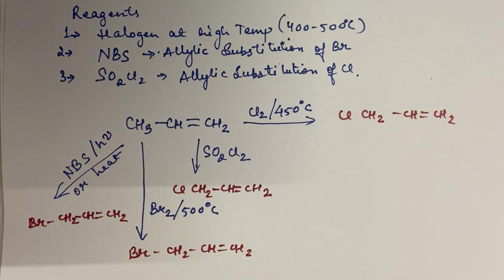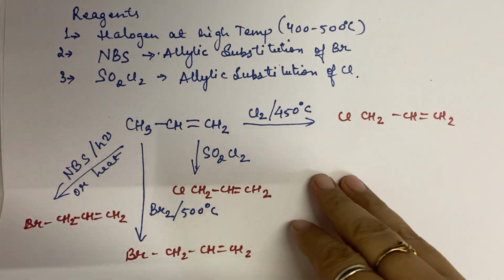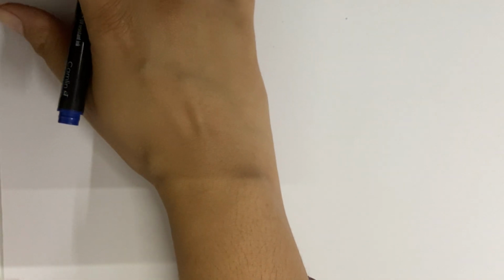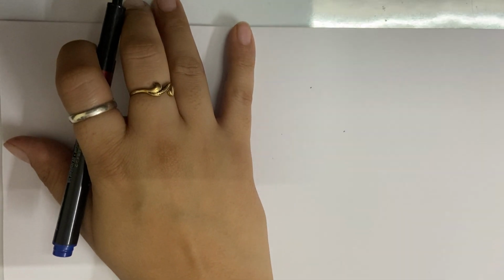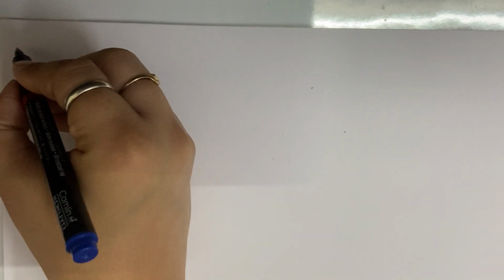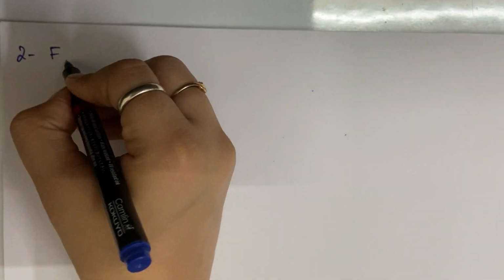Okay, so this is our method of preparation of haloalkanes. Now we can move on to the next method also. Our next method is from alcohols.